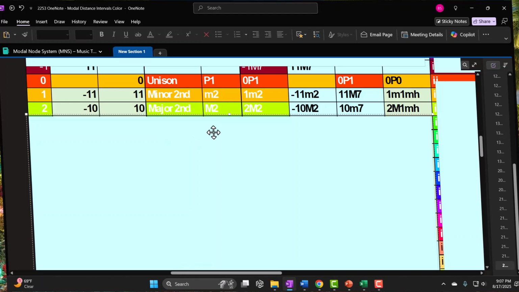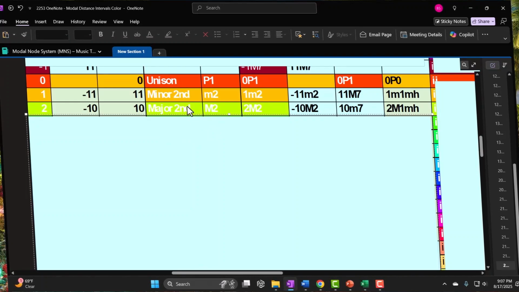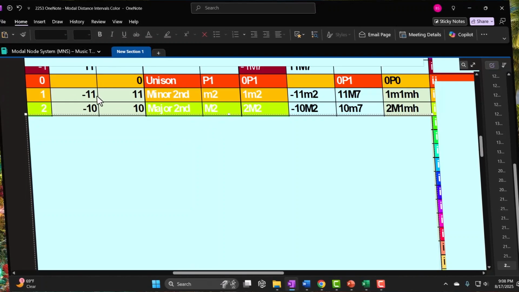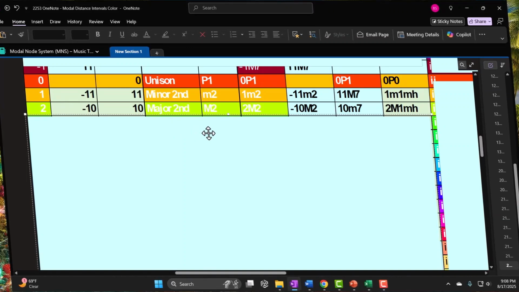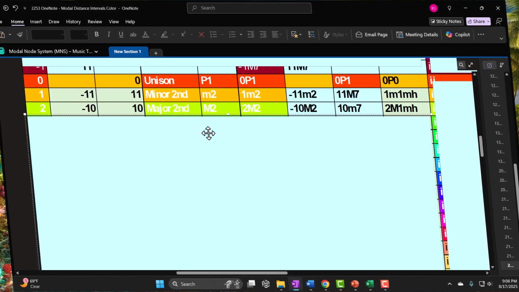So we might have a capital M. By the way, this one was amber. The 1 was an amber. 2, we're going to call that chartreuse. So that means a 2 note away major second would be chartreuse.